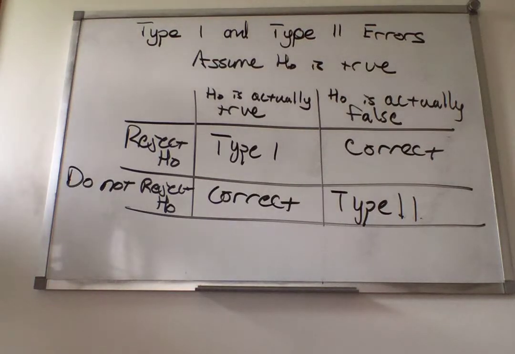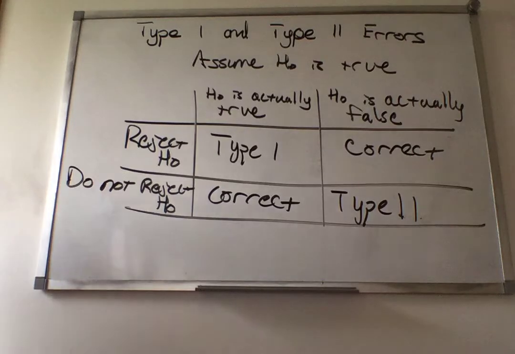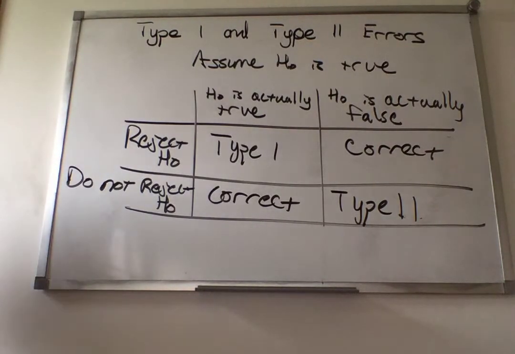Alright, now that we've gone through our hypotheses, when it comes time to make a decision about the hypothesis, whatever decision we make, we could be correct, but there's always a possibility that we are wrong. Okay? Now, this is called type 1 and type 2 errors.